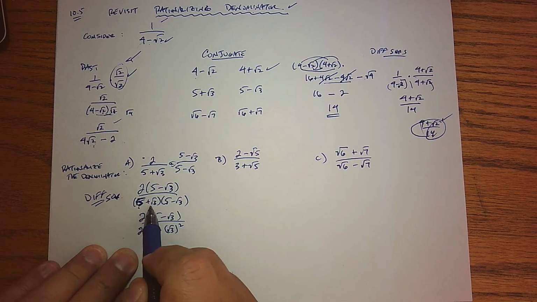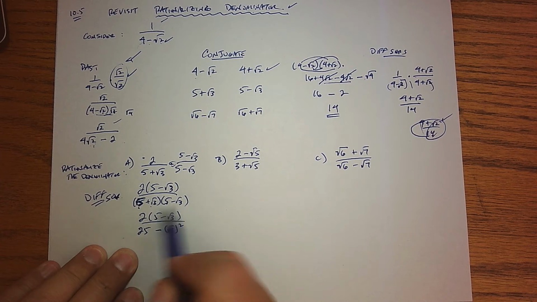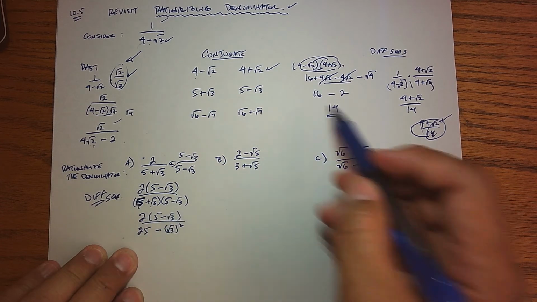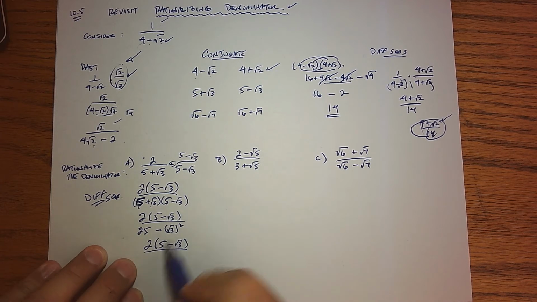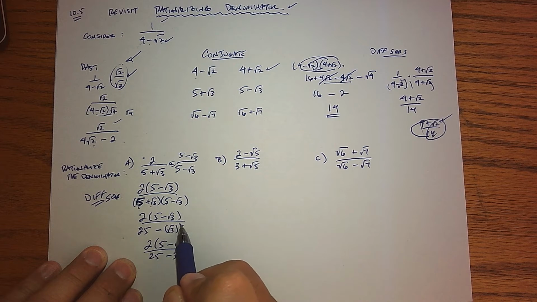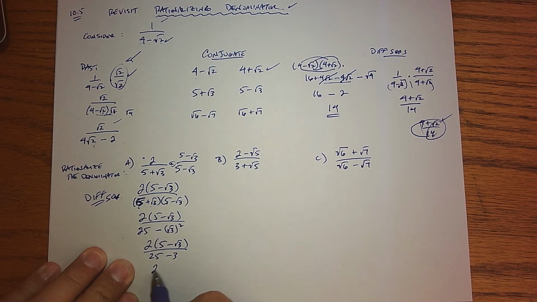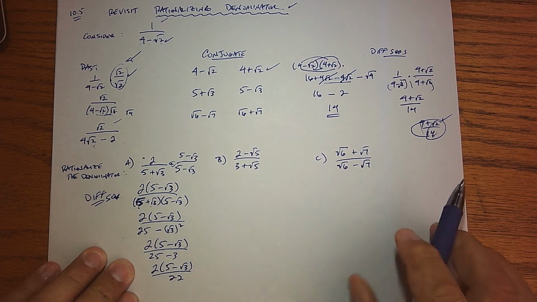Square the first term minus square the last term. Of course, if you want, you can FOIL it out and see that the outer and the inner cancel each other out. So we're left with 2 times 5 minus the square root of 3, and down below here we have 25 minus 3 because the square and the square root cancel out. So we have 2 times 5 minus the square root of 3 all over 22.